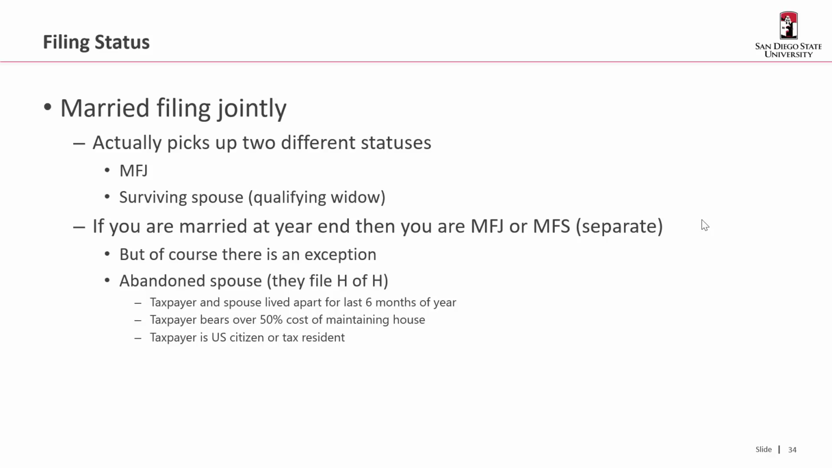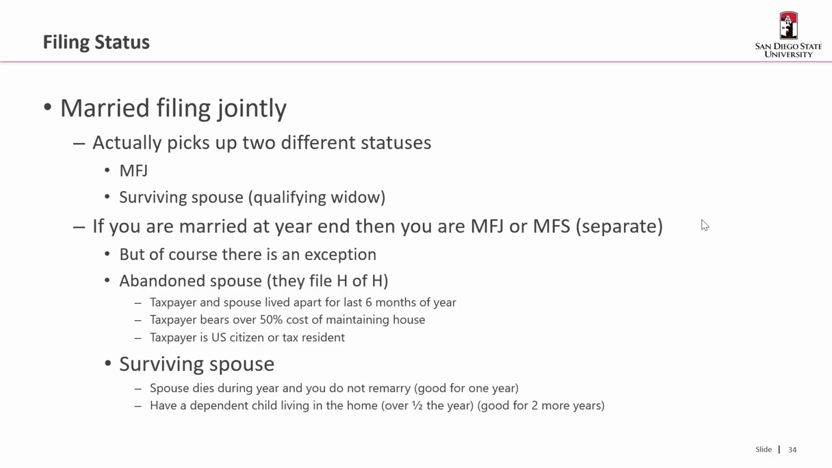The exception is known as the abandoned spouse provisions, and what happens is an abandoned spouse, even though they remain legally married, can file as head of household. So this is a situation where the taxpayer and the spouse lived apart for the last 6 months of the year. The taxpayer in question is the one that's bearing over 50% of the cost of maintaining a house, and the taxpayer is a U.S. citizen or U.S. tax resident.